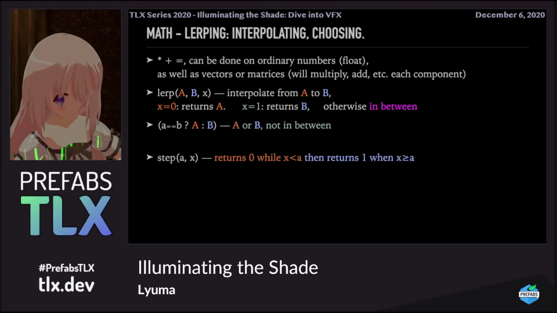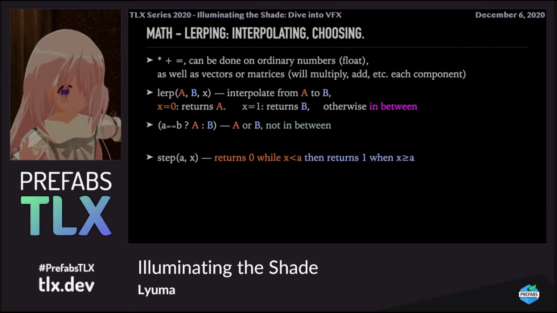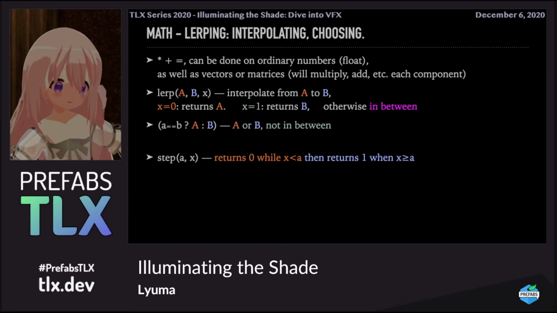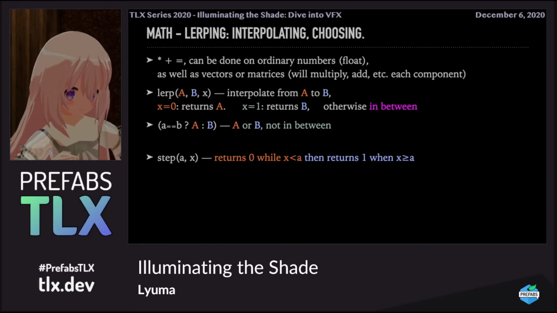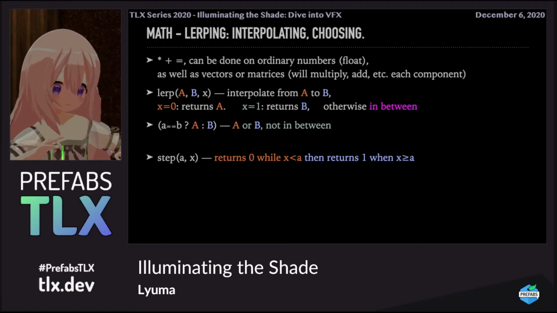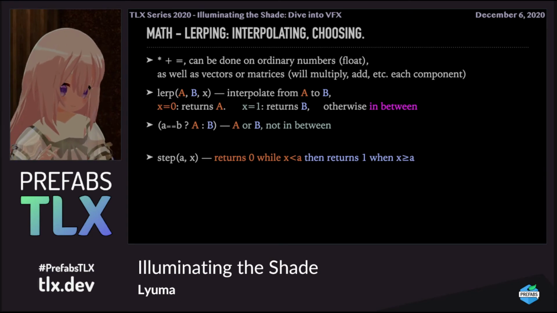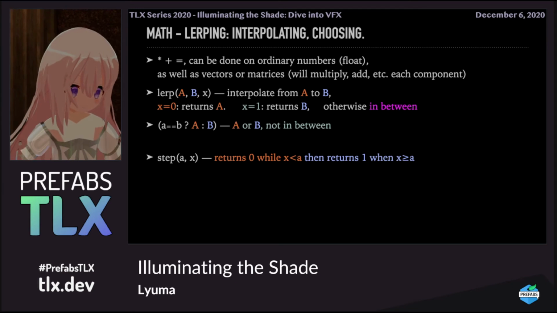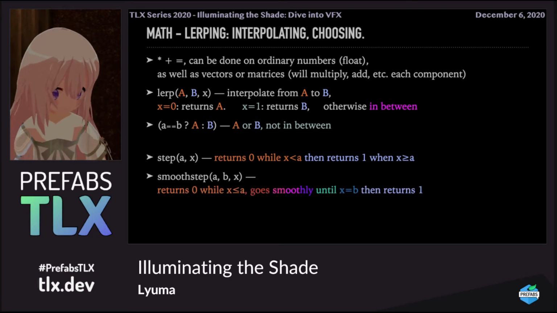Step. So the step function is 0 until x hits a, and then it's 1. It's good to view this function as like a subscript. If you ever worked with the math functions, it's like step subscript a of x. So a is the stopping point, and then x is 0, 0, 0, 0, and then 1, 1, 1, 1, 1, 1, 1. So that's what step is.